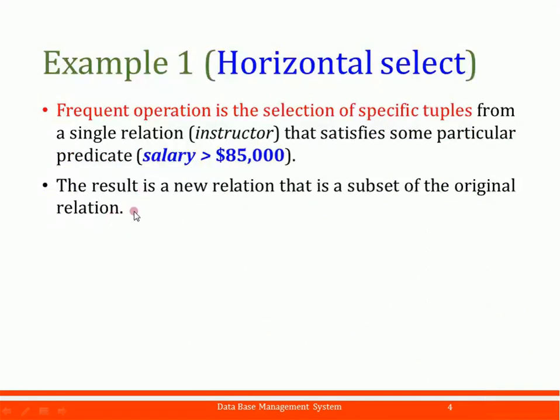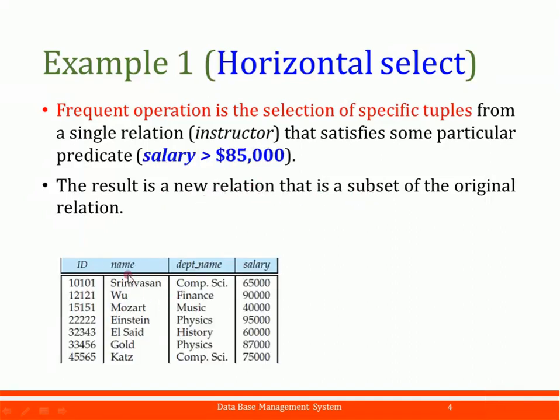Let us discuss one example. The frequent operation that is applied is the selection of specific tuples from a single relation. For example, here you have the instructor relation, and you are going to select the tuples that satisfy some predicate, that is, the condition that those instructors are getting a salary above 85,000. The result is a new relation that is a subset of the original instructor relation.